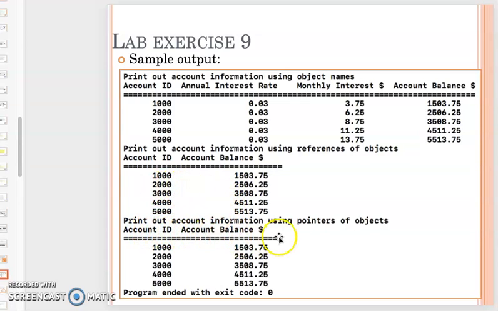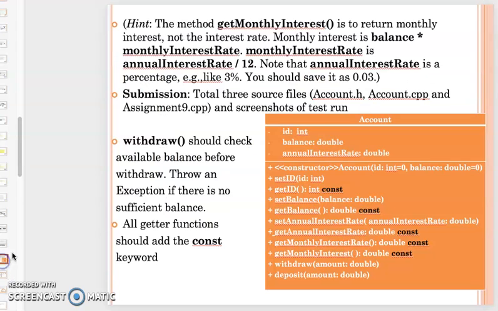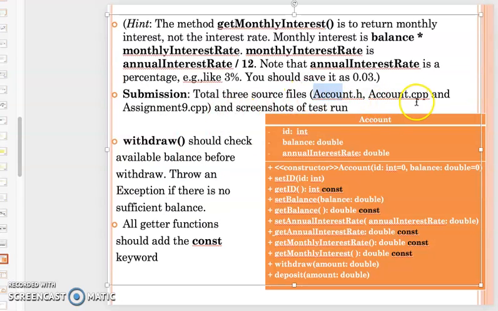Then the other thing is how you will use the pointer to access the object. So you need to create a reference object variable and a pointer variable to access each account object. Here we practice how to access the account information through the object name, through the reference of the object, and through the pointer of the object. Your output needs to be displayed in table format. For the total submission, you will have 3 files to submit: the account.h file, the account.cpp file, and, sorry, this one is the lab exercise 9 file for your driver program. So this one is our lab exercise.